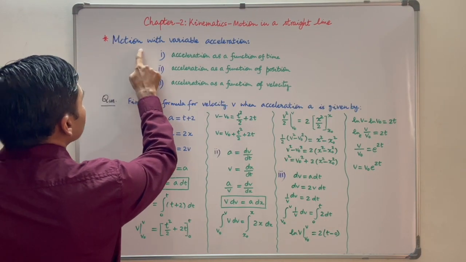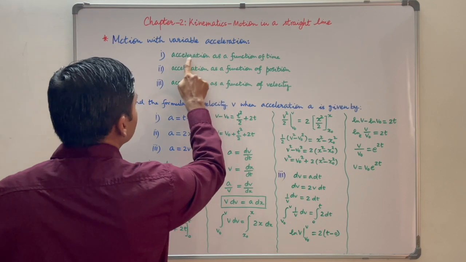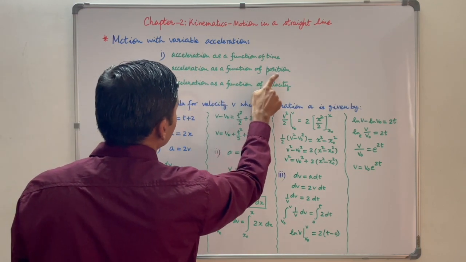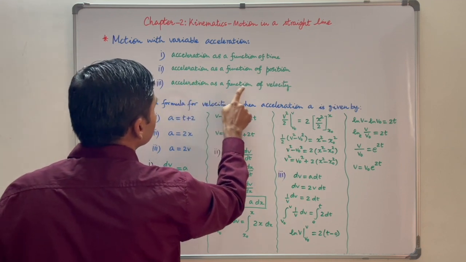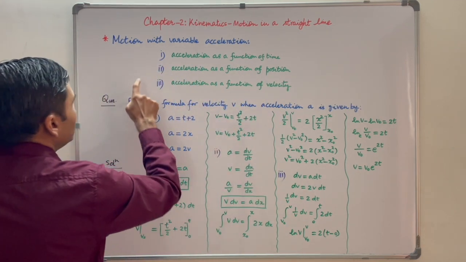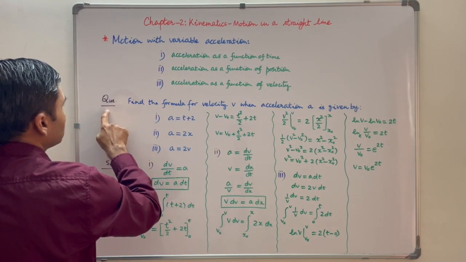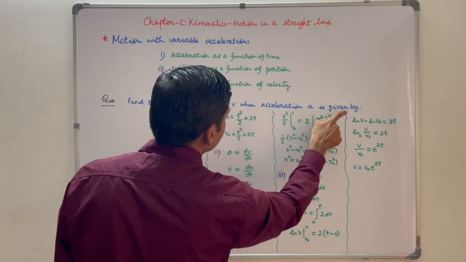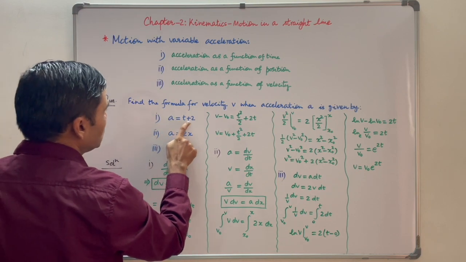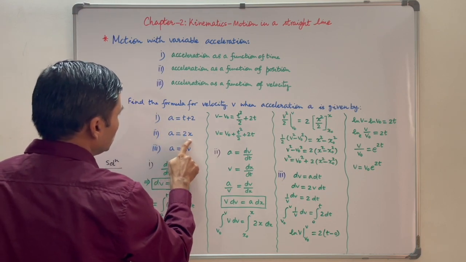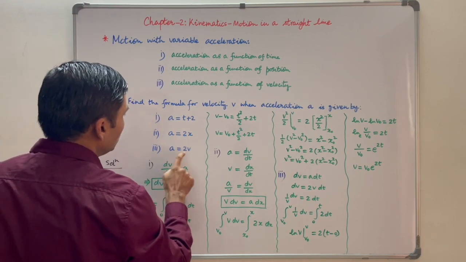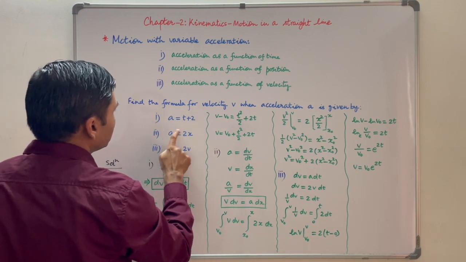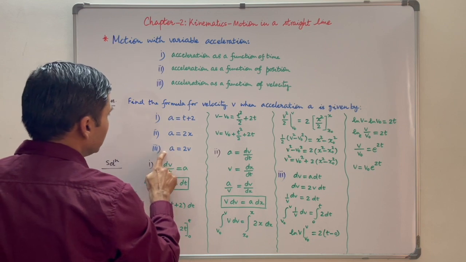Now let us see motion with variable acceleration: when acceleration is a function of time, when acceleration is a function of position, and when acceleration is a function of velocity. Let us understand these with the help of this question. Find the formula for velocity v when acceleration a is given by a is equal to t plus 2, a is equal to 2x, and a is equal to 2v. Here acceleration is a function of time, here a function of position, and here a function of velocity.